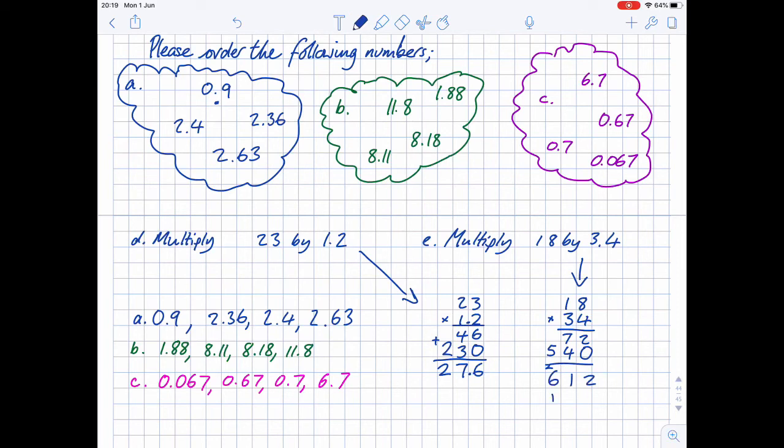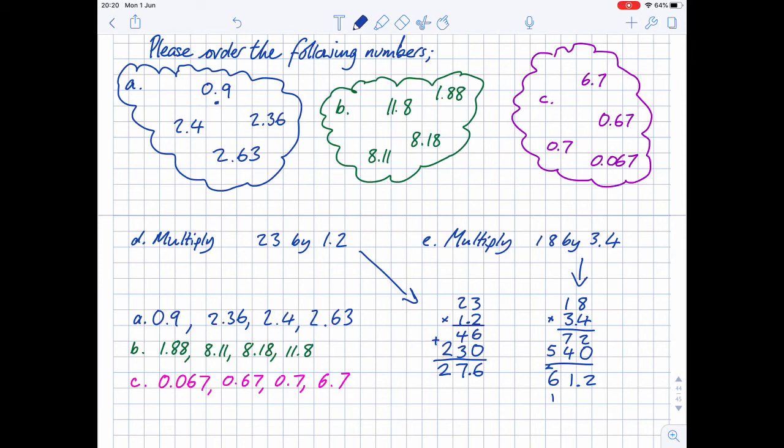So I get 612. But again, I now need to put my decimal in. How many numbers are there to the right of the decimal? There's 1. So again, from the end, I move in once. So I get 61.2. Again, if you got those right, extremely well done.